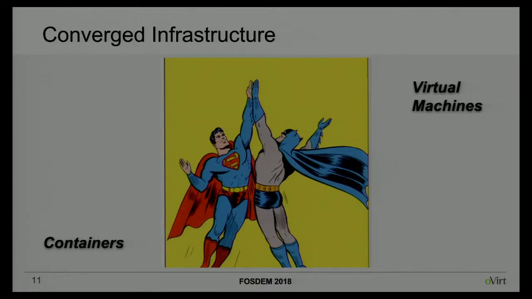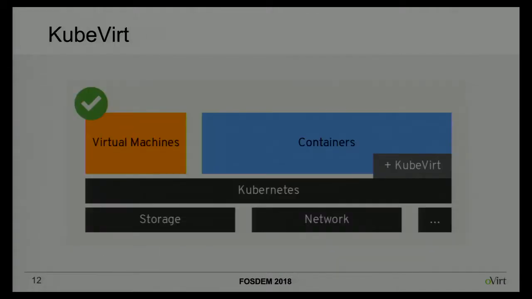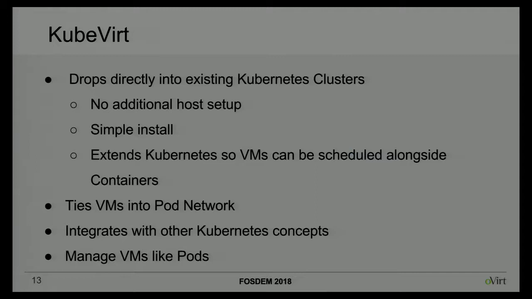So for that, we have Kuberoot. Kuberoot comes on top of Kubernetes and acts with it. It drops really easy to a Kubernetes cluster. You don't need to add an additional host setup. It's really simple to install. And it takes all of the Kubernetes benefits and capabilities, such as scheduling and also managing it in a declarative way.